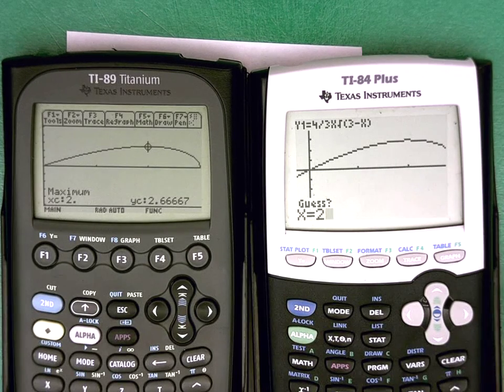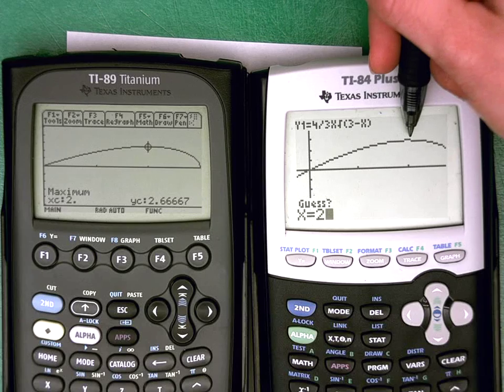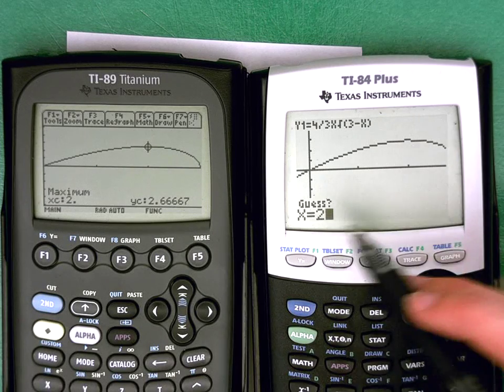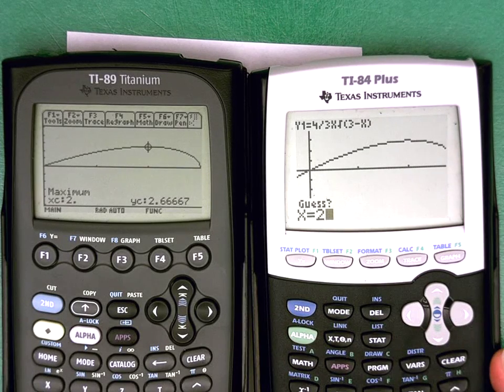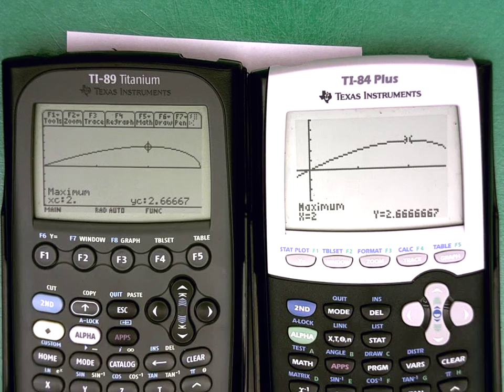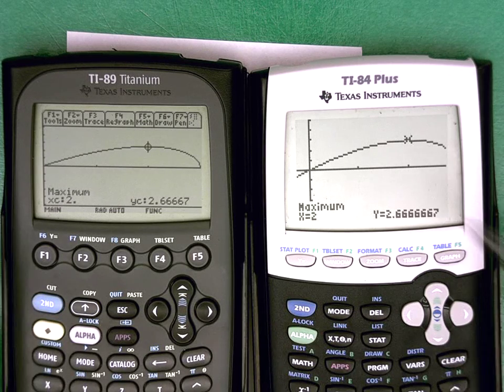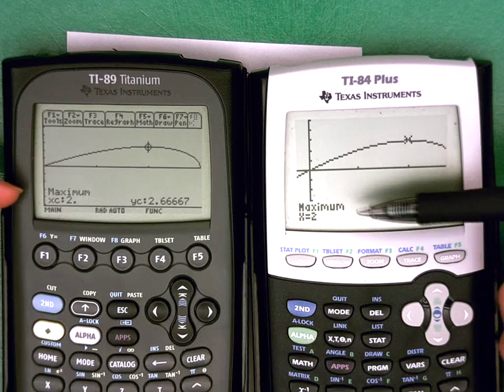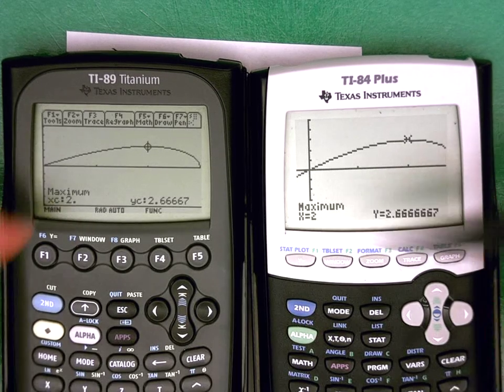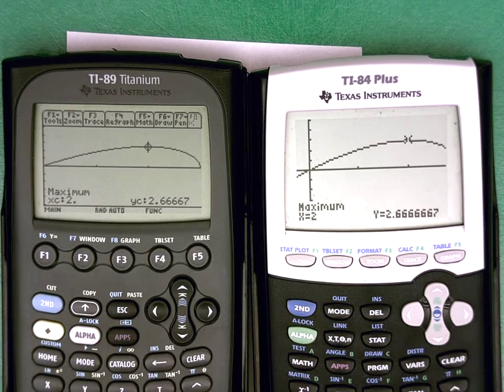Again, once your cursor's either over the spot that you're wanting to pick or you've typed in a guess, go ahead and hit enter to lock that in. And now 84s, it'll calculate it for you as well. And so we notice here that we have that maximum, that highest point is at 2, and the maximum is 2.66666666666, right? Which happens to be 8/3. And so that will be my maximum.